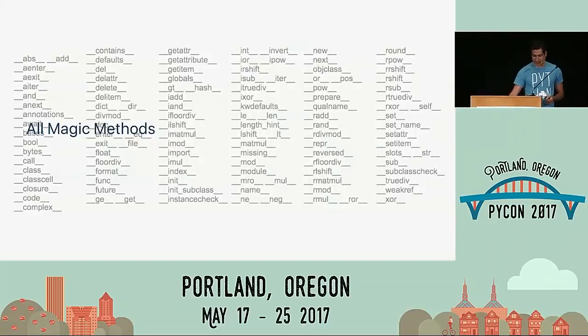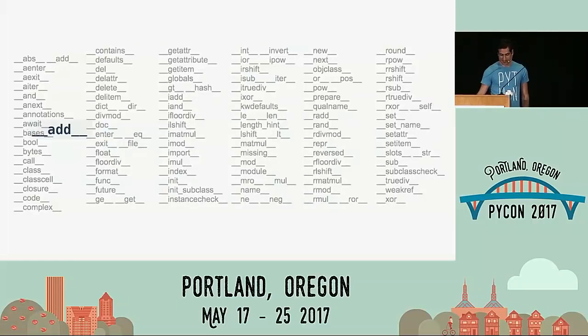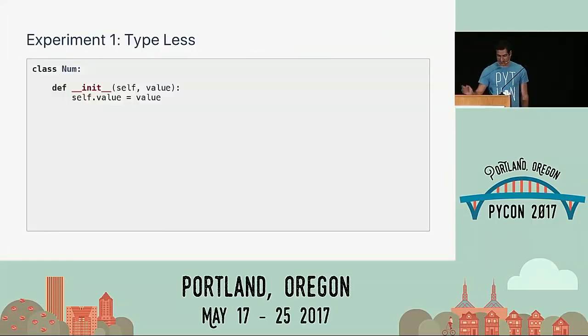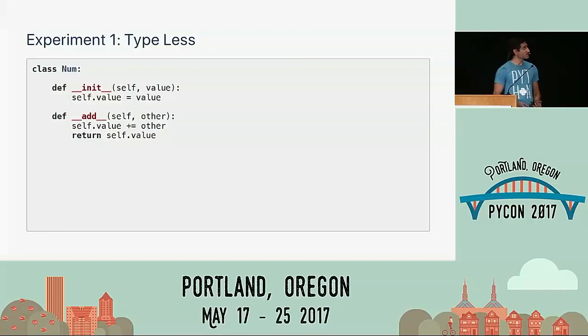So, for example, we want to do an add operation. You want to override the plus operator, and that is dunder add. So we're going to start from there. We're going to start this mutable integer class called Num. We're going to put the value in self. And we're going to use dunder add, which adds the value of the other object to your current value, and we return it.